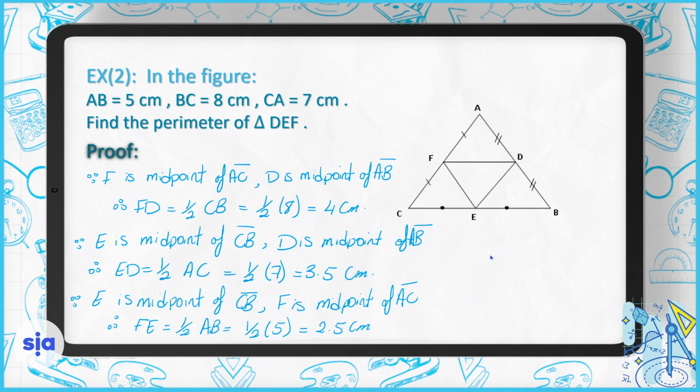The question here wants me to find the perimeter of triangle DEF, which is the sum of the 3 sides, 4 plus 3.5 plus 2.5, which is 10 centimeters.